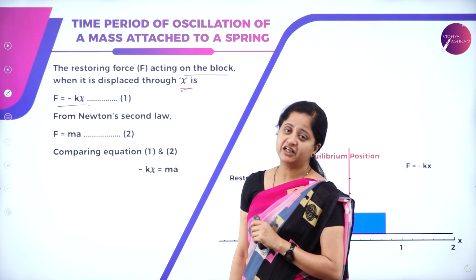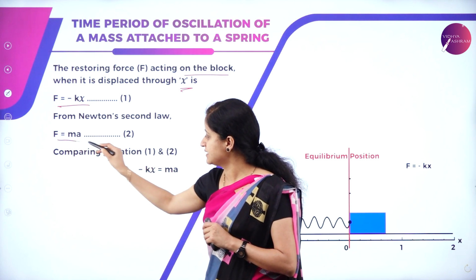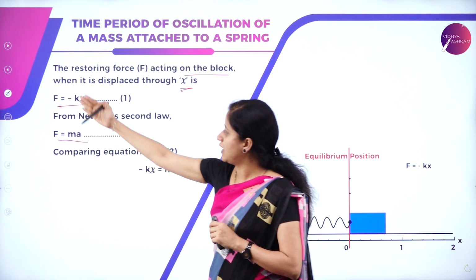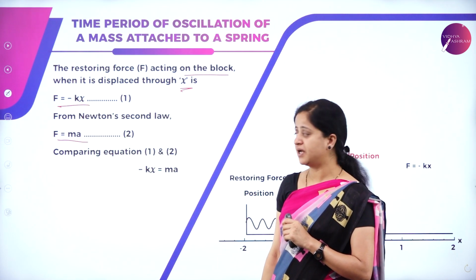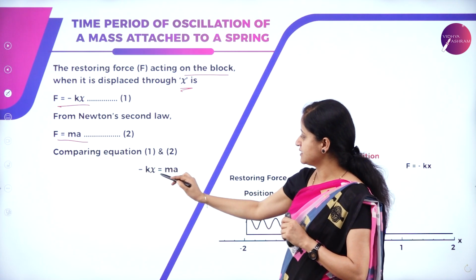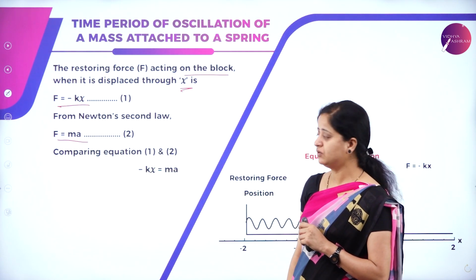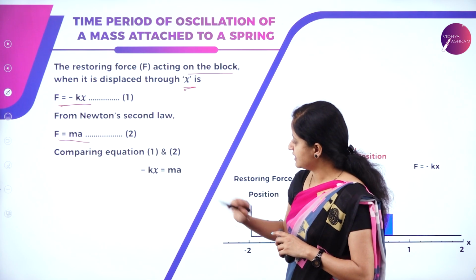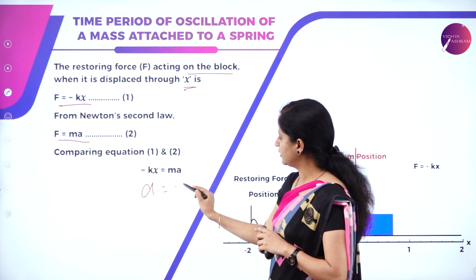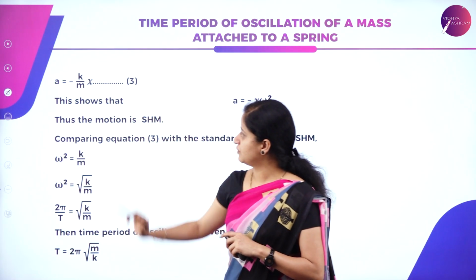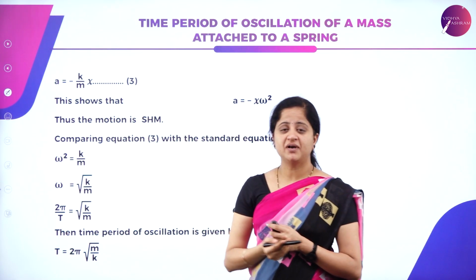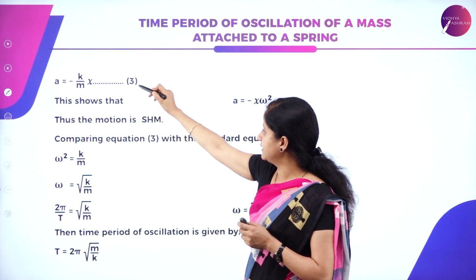So from Newton's second law, again we have force is equal to mass into acceleration. Now these two are force only, so we can just equate these two expressions by comparing. So we can write it as minus Kx is equal to m into a. So now from this equation I can write a is equal to minus Kx divided by m. So that is what we have got here. a is equal to minus K by m into x is our third equation.